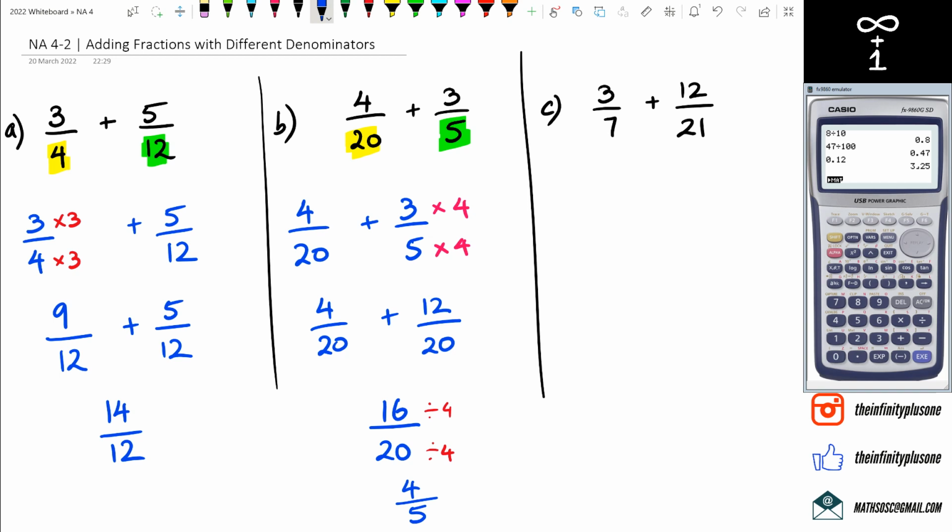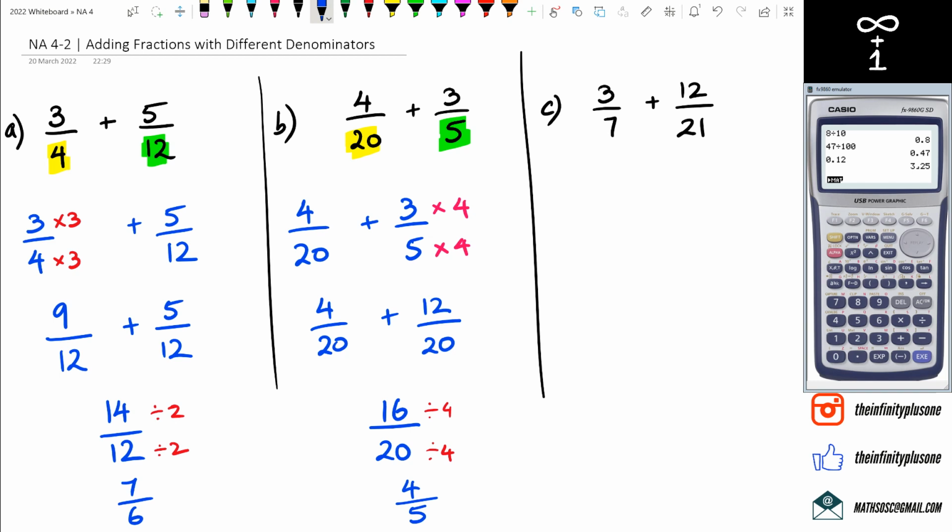That's fully simplified. And if I go back to question A, if I want to simplify that further, then I could divide both numbers by 2. So the numerator would be 7 and the denominator would be 6. So it's just something useful to have in your artillery. But anyway, let's go to question number C.